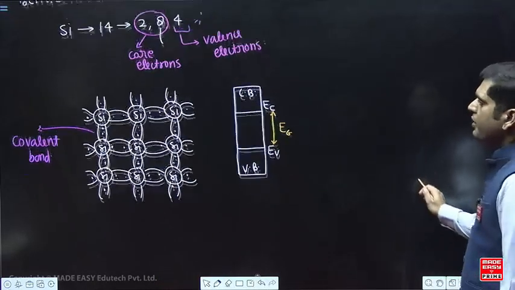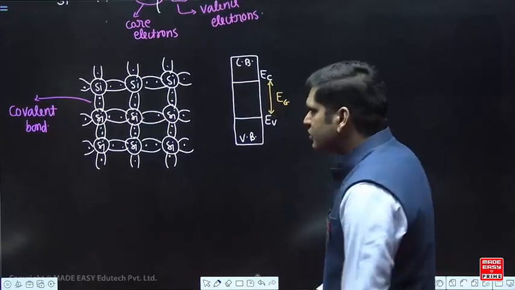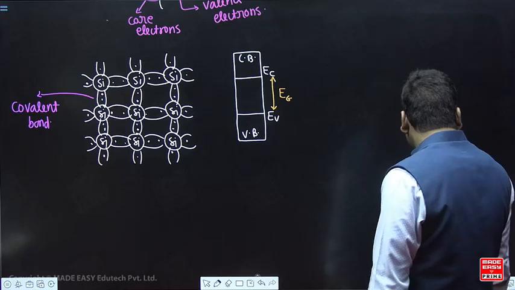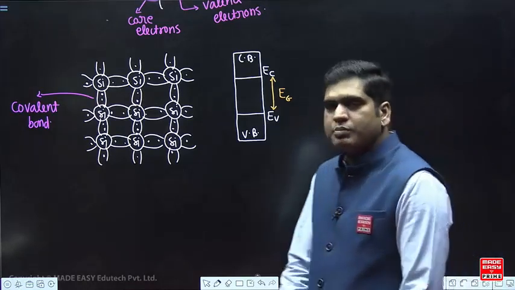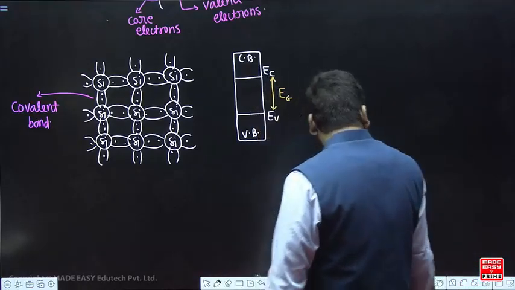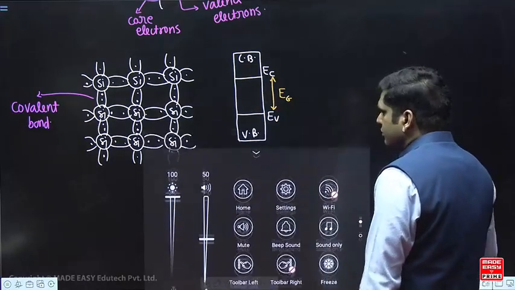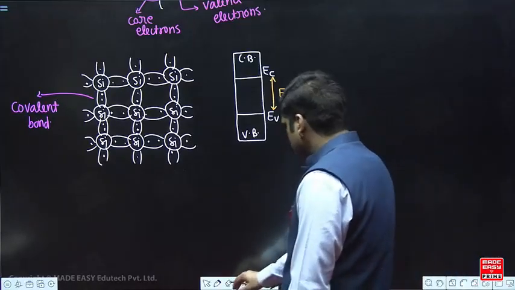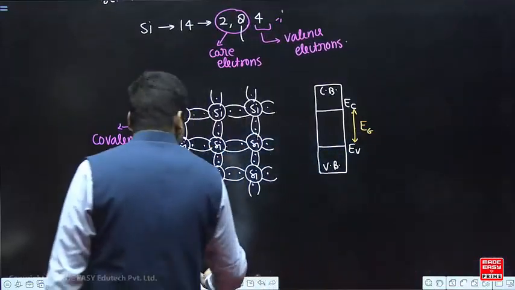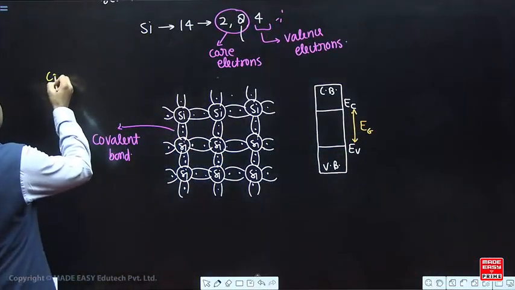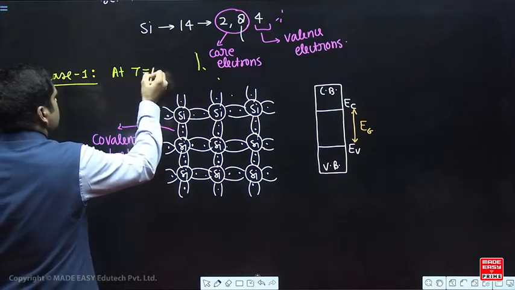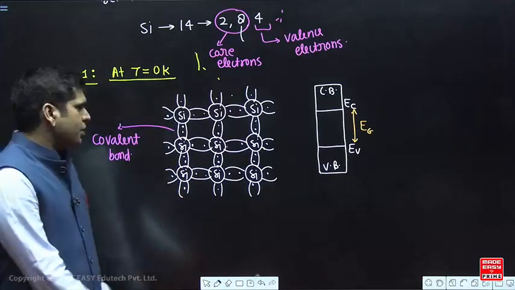My dear friend, initially, let us suppose we want to see the behavior of this material at various temperatures. So first of all, I am considering the temperature that is 0 Kelvin. Case 1, that is at T equal to 0 Kelvin. We want to see how the material behaves at 0 Kelvin.